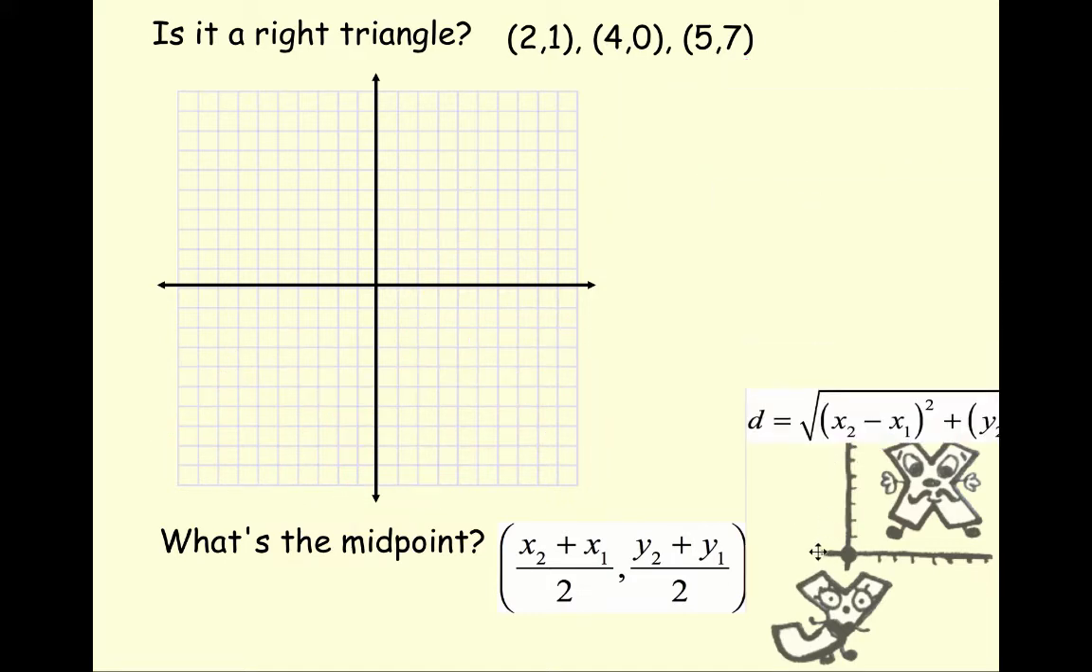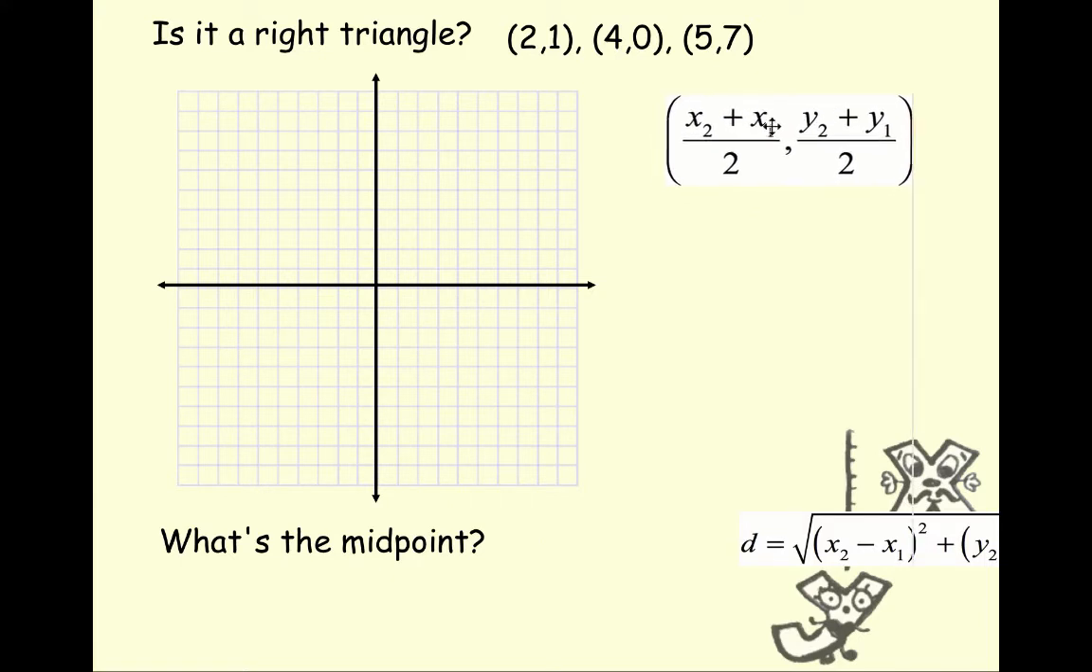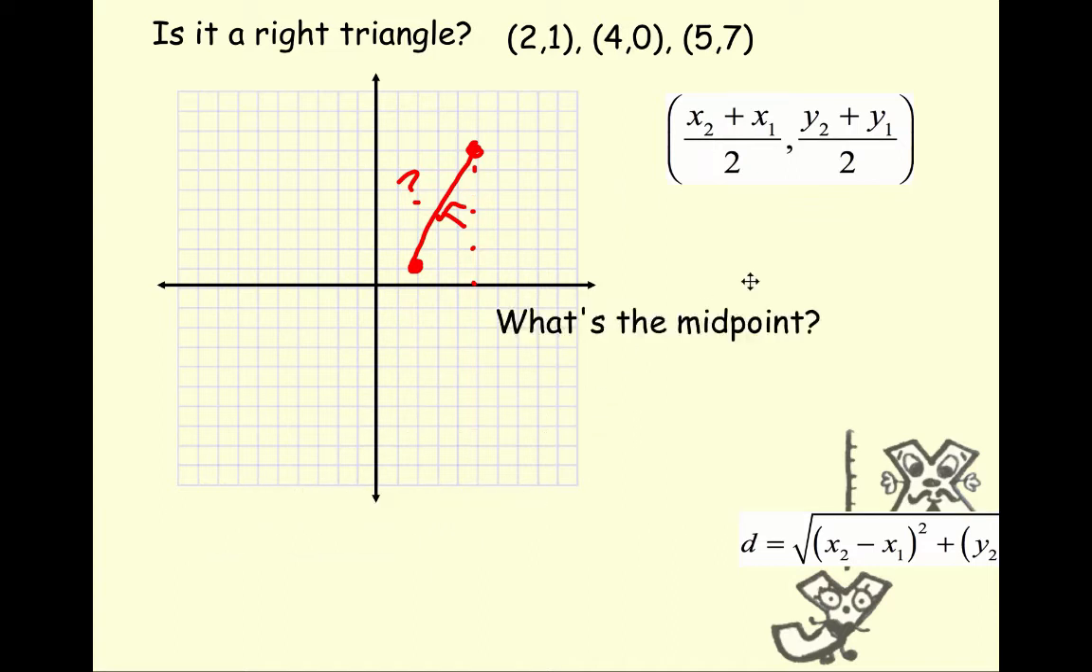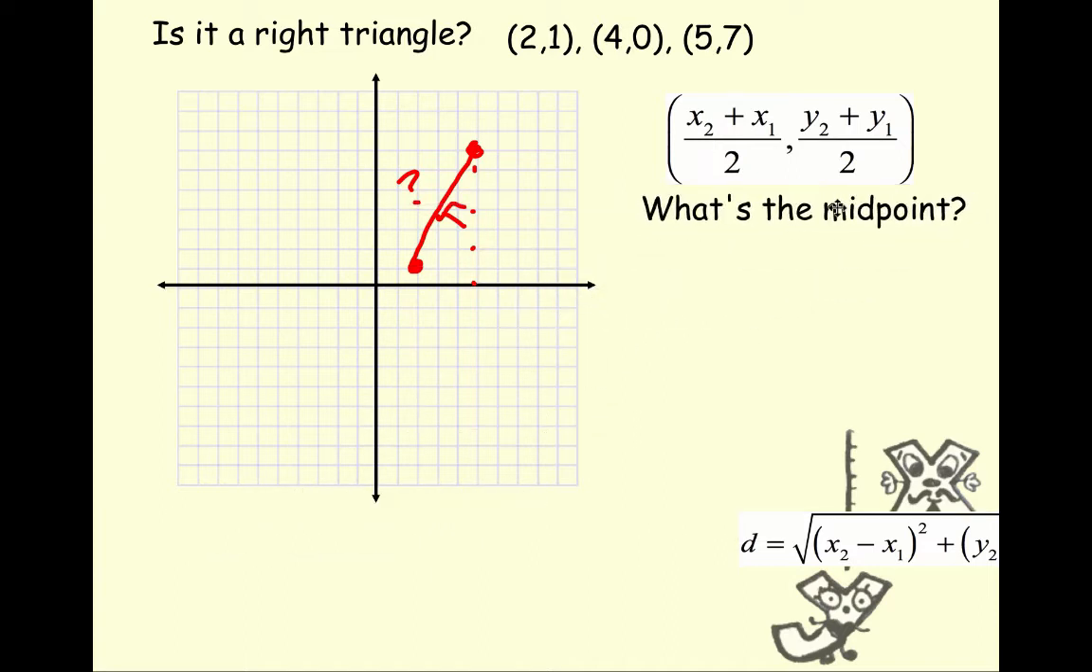Suppose that we wanted to figure out what was the midpoint of one of those distances. So where would it be right in the middle? So if I was at 2, 1, and I was going all the way to 5, 7, and I said, okay, where's the middle exactly? Well, the midpoint formula just basically says that you can average the x's and average the y's to get the midpoint.